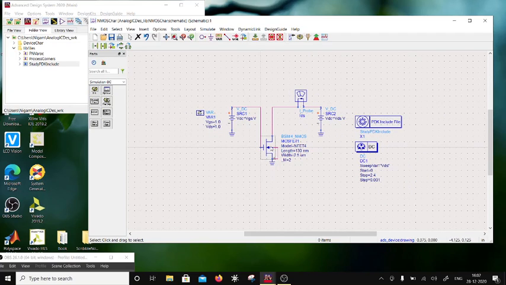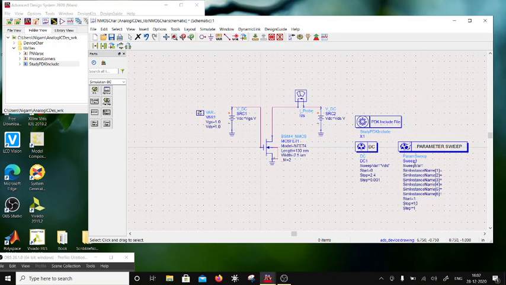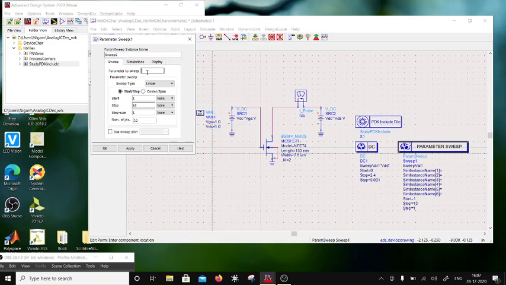The threshold of the device is roughly around 0.2 volts. So I am going to put in a parameter sweep here, and this parameter sweep is going to be sweeping VGS. And for VGS, I'm going to go from the turn on voltage, which is 0.2 volts, to let's say 0.8 volts, in steps of 0.1 volts. So that's around 7 curves I have.